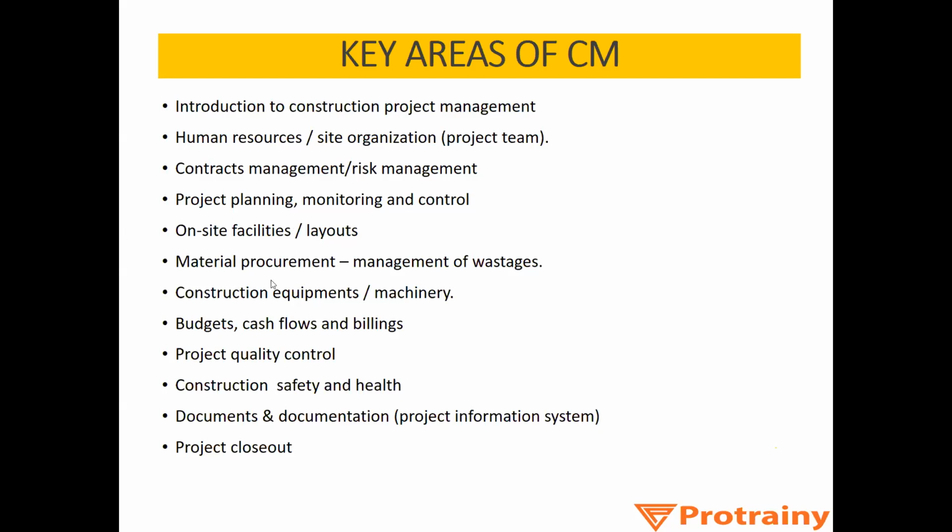Then you need to manage material procurement also, that is timely procurement plus management of wastage, because the person who controls wastage controls the complete project. If you are able to minimize the wastage, then you will be able to save your own cost. Then construction equipment, machinery, budgets, cash flows, and billings you need to do. First you need to manage machines, then check your budgets, and then sign bills and accounts that will pay the money to your laborers and equipment suppliers. Complete quality control of the project you need to do.